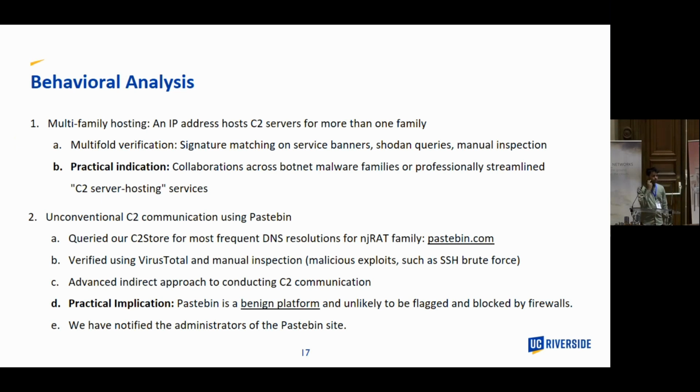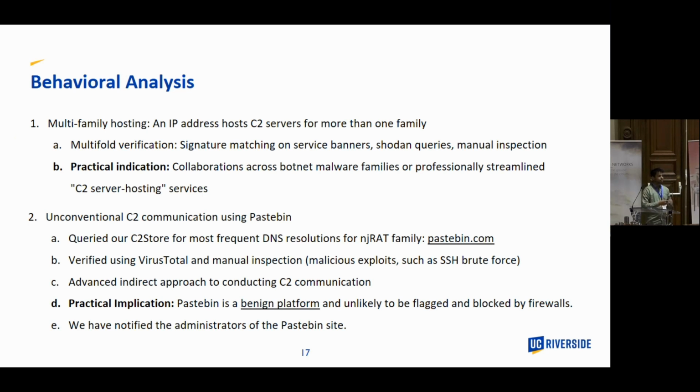Attackers are using benign platforms such as Pastebin. Pastebin is particularly used for text sharing or code sharing. What attackers are doing is embedding some Pastebin URL in their code and trying to fetch what is written on that particular URL. The implication is that Pastebin is a benign platform, so it is unlikely to be flagged or marked malicious by any firewall, and the data can go through.